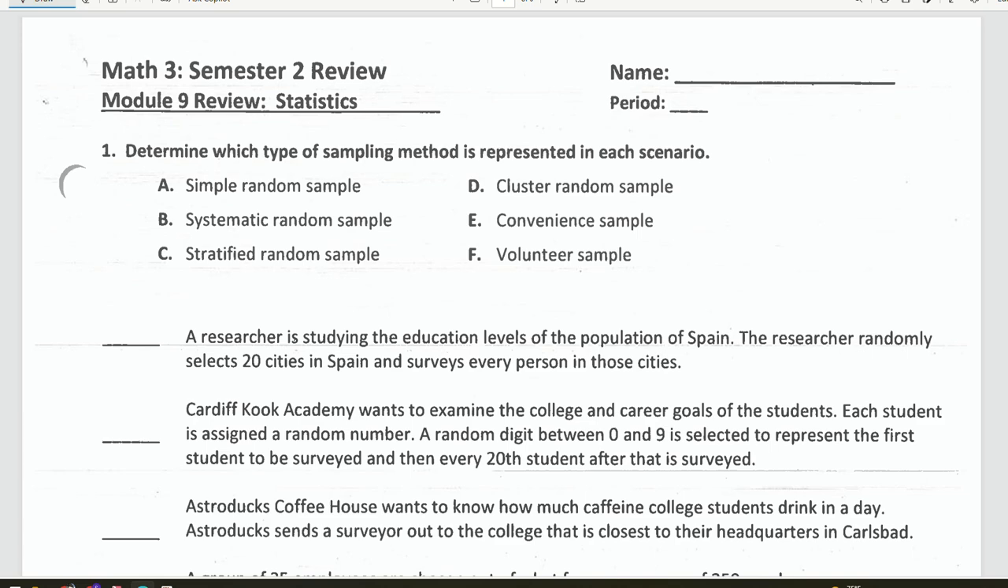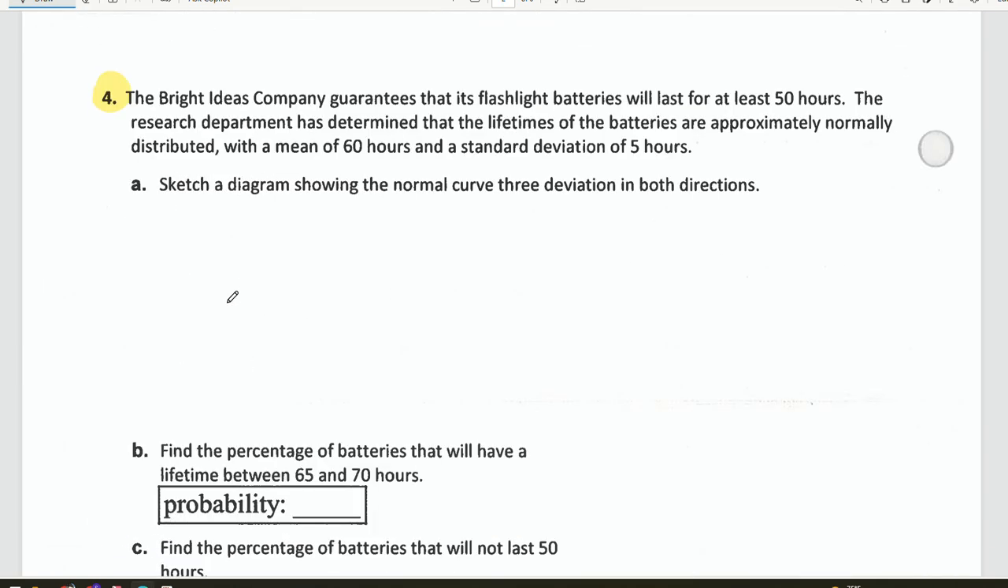Hello, and this is going to be the video review for some questions for the normal curve and probability topic, which was found in Module 9. Within this assignment that we received on Tuesday, I'm going to just do a couple. So let me scroll down, and I'm going to do number 4, 5, 6, and 9.